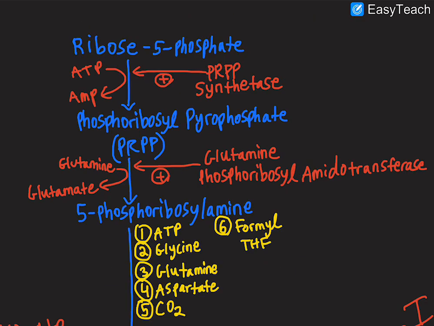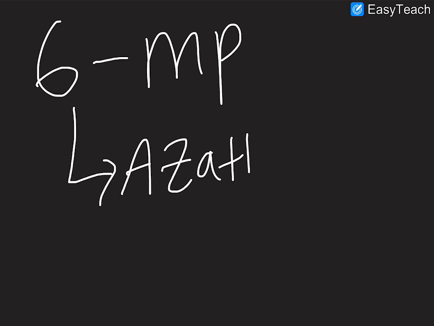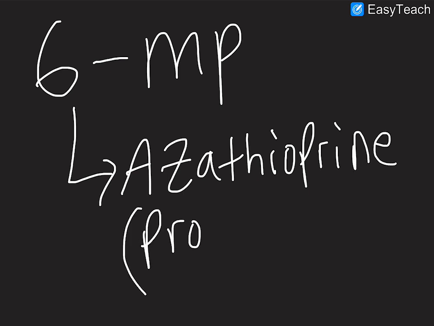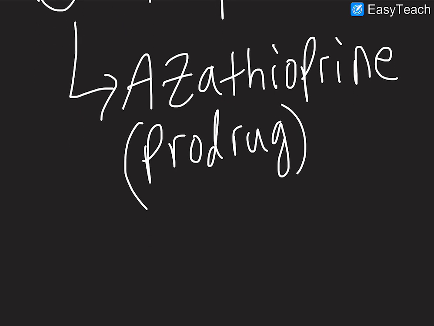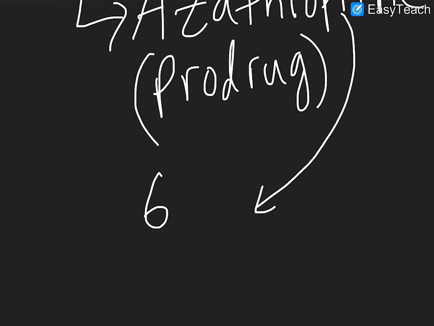First enzyme we need to focus on is glutamine phosphoribosyl aminotransferase, and remember that converted PRPP to 5-phosphoribosylamine. Okay, but there's something else that we need to talk about first, which is the drug. Let's mention the drug right now: 6-mercaptopurine. Something else that we should know is that azathioprine is actually the prodrug for 6-mercaptopurine. What that means is azathioprine will get converted into 6-mercaptopurine, okay?